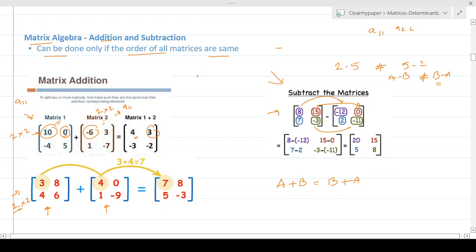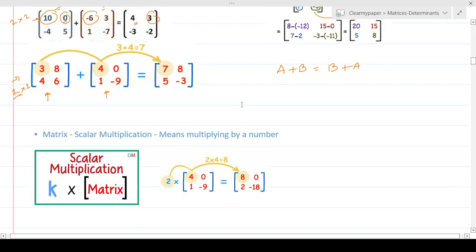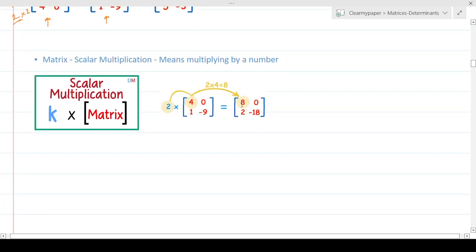Matrix is a positional play. The position of the element, which row and which column it appears in, matters a lot. So the respective positions should be added or subtracted. That's as simple as that. Now, slightly moving ahead to another concept called scalar multiplication. What is scalar multiplication?